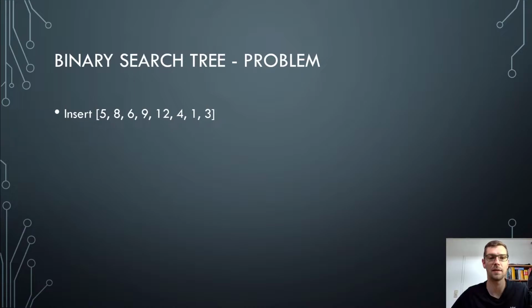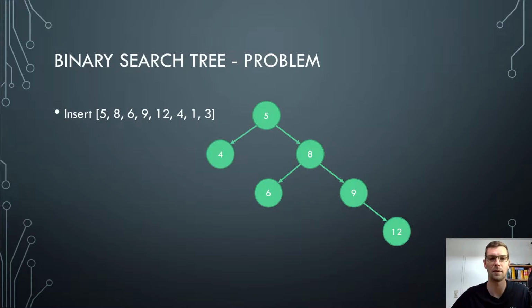If we insert these elements here, the 5, 8, 6, 9, 12, 4, 1 and 3 into a binary search tree, then we would insert the 5 at first, then the 8, then the 6, then the 9, the 12, the 4, the 1 and the 3. In this order you see already that all the elements left of the current node are smaller than the value in the current node, and all on the right are equal or higher.